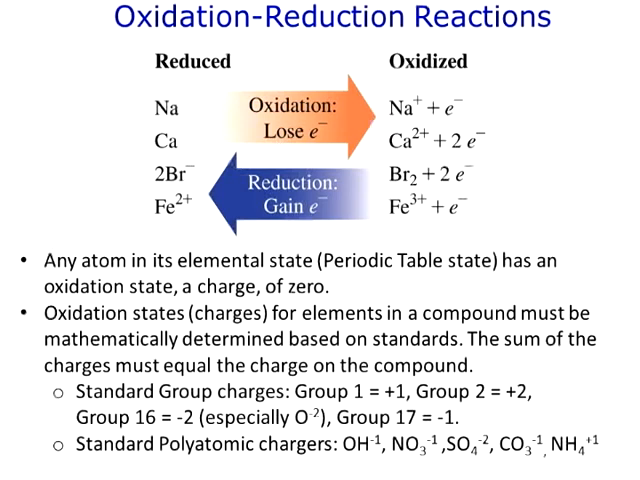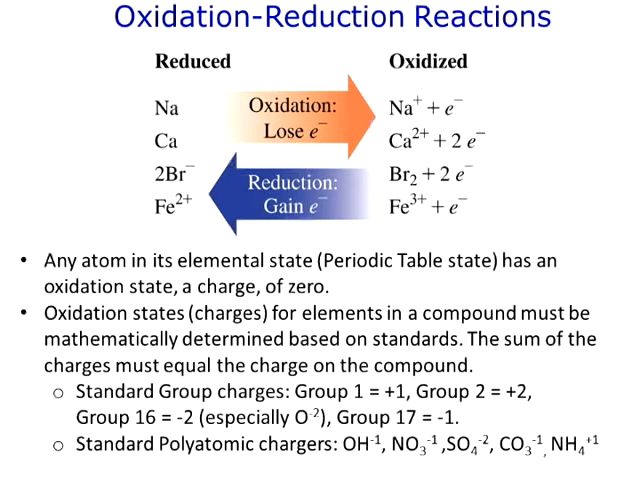Oxidation states, charges, for elements in a compound must be mathematically determined based on standards. The sum of the charges must equal the charge on the compound. In many cases, for compounds that are neutral, it will be 0. In fact, for all compounds that are neutral, the charge must equal 0. When there are polyatomic ions carrying charges or compounds carrying charges, the sum of the charges must equal that value. There are certain standard groups and certain elements. You learn them as you go.